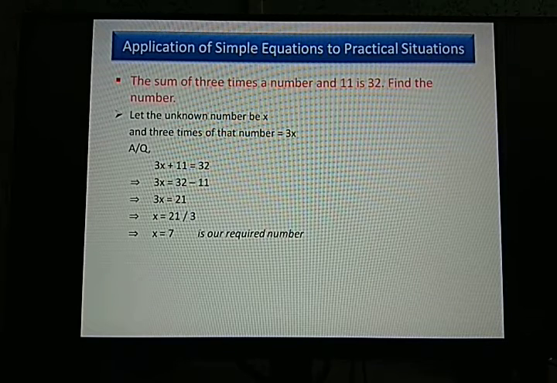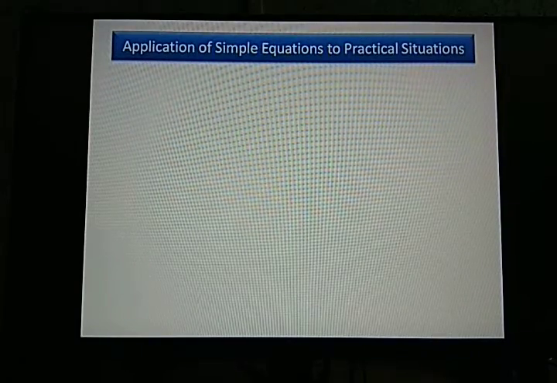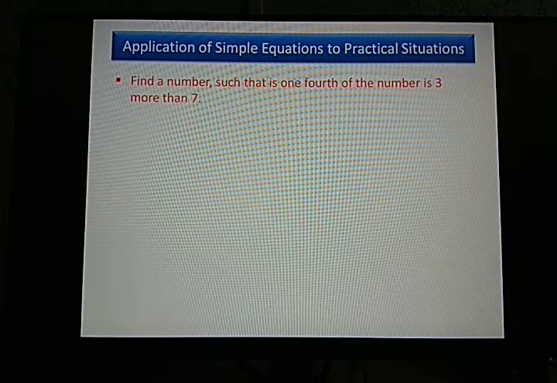Now to verify it, what we can do is that we can substitute this value of x into the given equation. And if we substitute it, we will find that the left hand side and the right hand side both are equal. So our required solution or our required number is correct. Clear? Now let's move on to the next example. The next example says find a number such that 1/4 of that number is 3 more than 7.